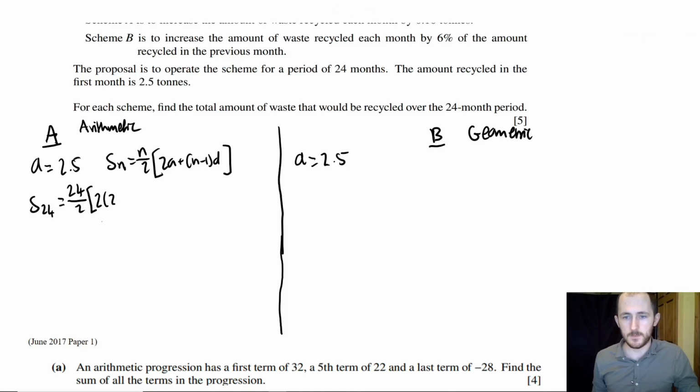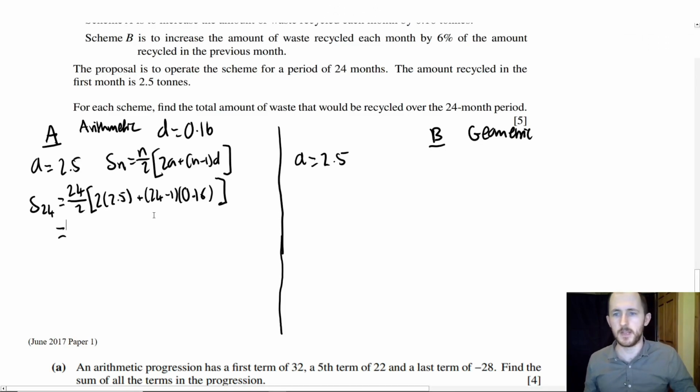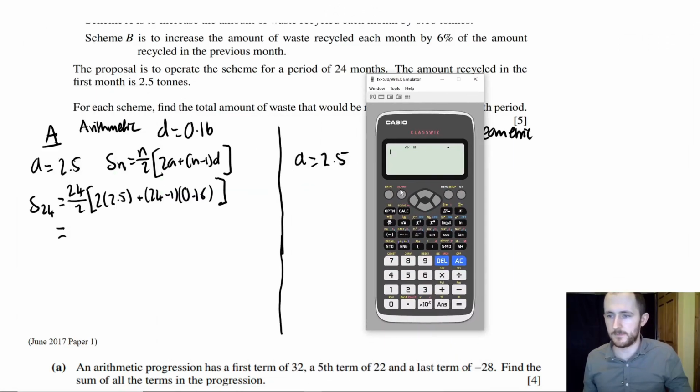2 times 2.5 plus 24 minus 1. And D was increasing by, I didn't actually write that one down, 0.16. And that, again, that's why you should write these down all the time, because I wasted a bit of time looking back through the question and confusing myself. So again, keep in mind, if you're in an exam, if you don't see D when you've written it down, you might not even check the answer again, and it can cause pain.